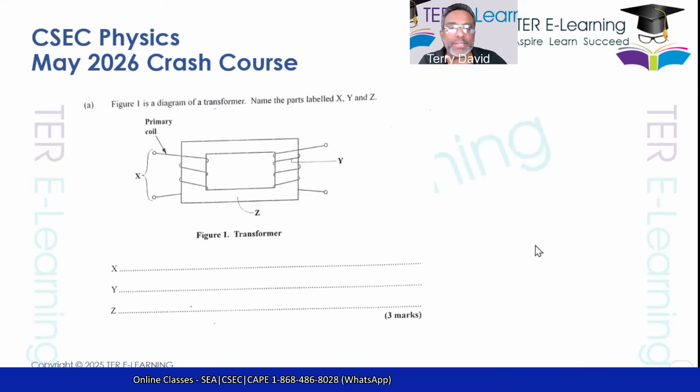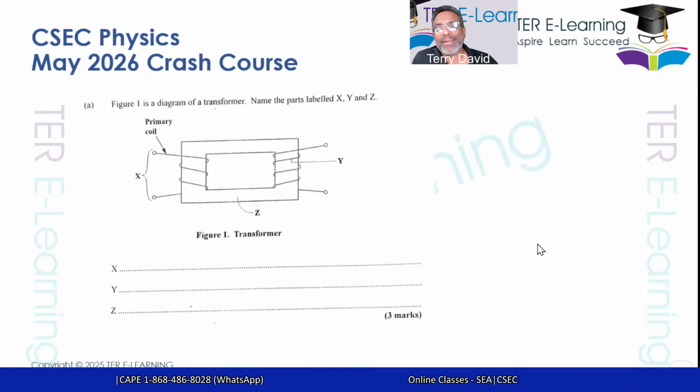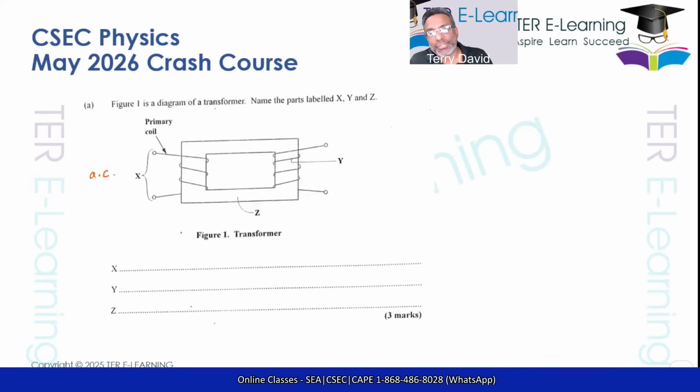All right, so this question here is based on transformers. We have figure 1, a diagram of a transformer, and we need to label the parts X, Y, and Z, okay? Now, they've brought this question several times over the years. So X here is your AC input to your transformer. A transformer only works on alternating current. So X here is going to be your AC input, right?